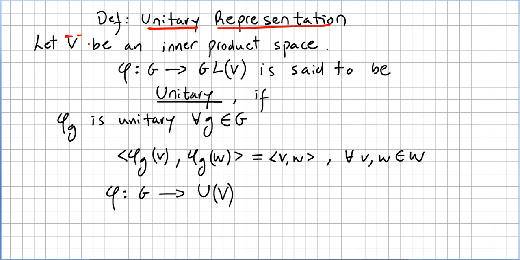Let V be an inner product space, so we don't have only a vector space, but this vector space is also an inner product space. So phi, taking from G to the general linear group, is said to be unitary if phi of g, our representation, is unitary for all g in the group.